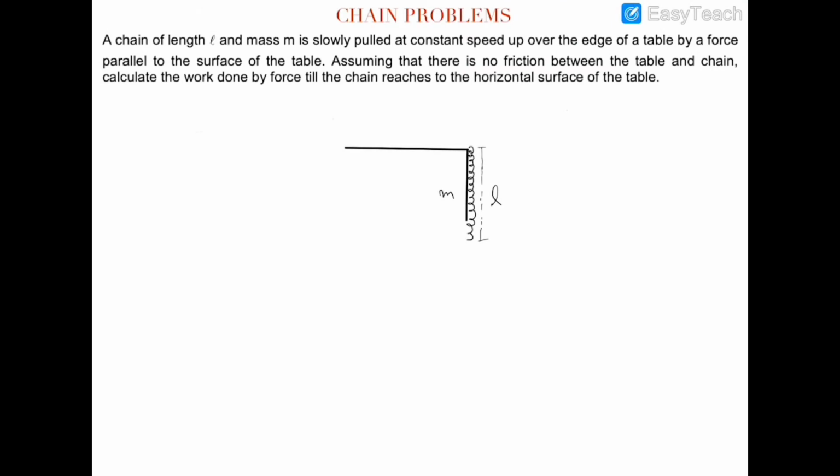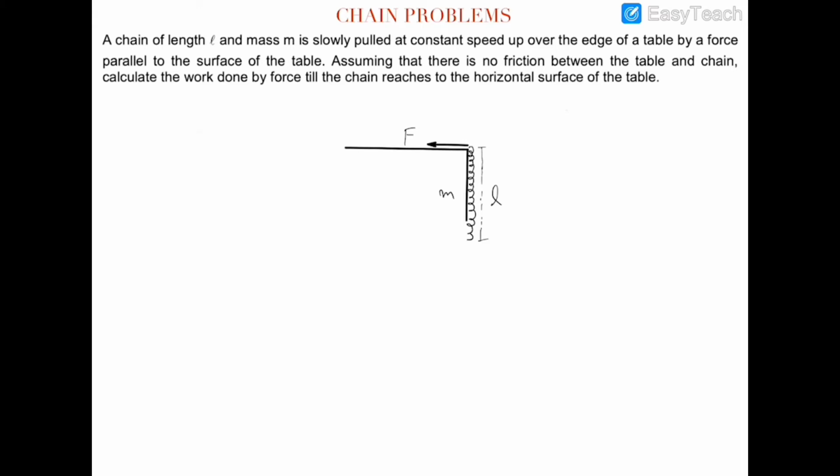In this question, we are starting the chain problems. In this question especially, there is a chain which is just hanging from the table, and the length of the chain is L and its mass is M. Now a force F is slowly pulling this chain over the table, and we have to find out the work done by this force when the chain is completely pulled on the table.